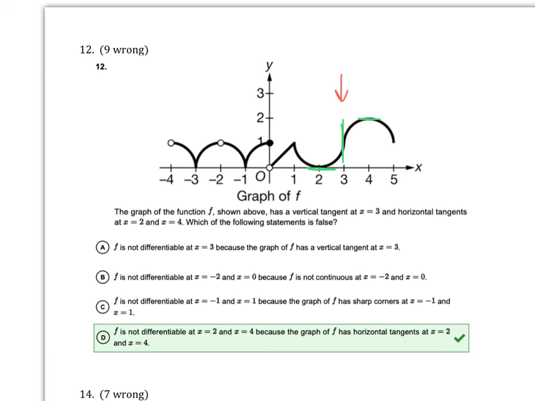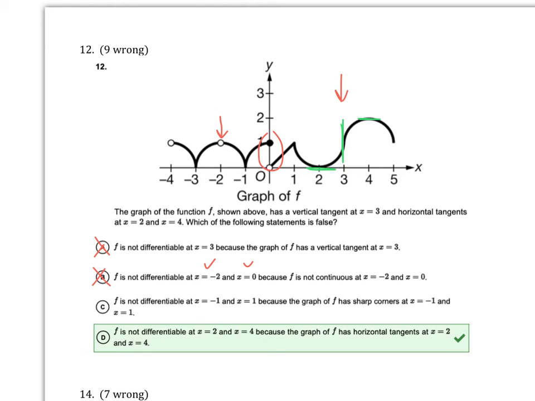All right. So that one's true. So it can't be A because it's true. F is not differentiable at x equals -2. Well, at x equals -2, we have a hole, so that's true. And at x equals 0, it's not continuous there, so that's also true. So both of those work, so it can't be B.